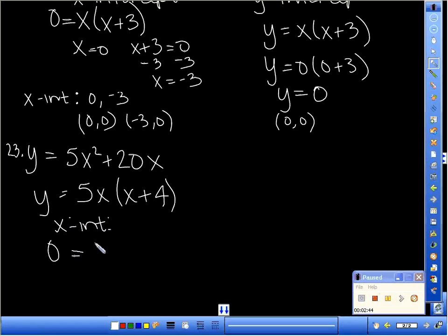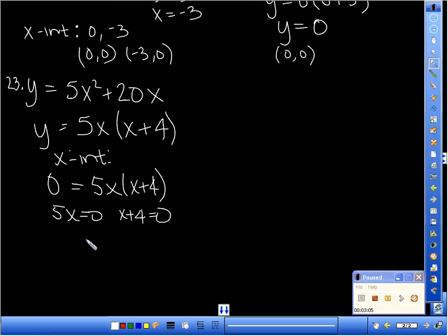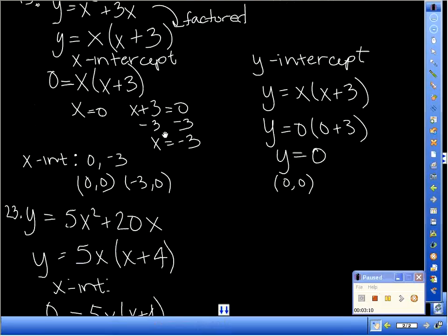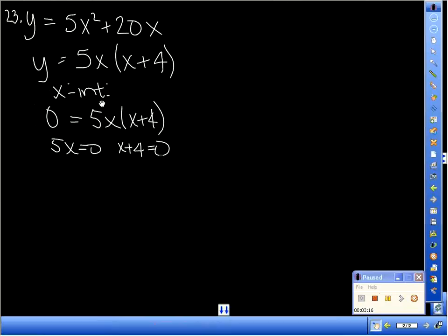Set y to 0. So 0 equals 5x times x plus 4. And then I do what? Set each part of the equation equal to 0. So 5x equals 0, and x plus 4 equals 0. Just like I did up here, I take x equal to 0, and x plus 3 equals 0. Down here, I have to take 5x equal to 0, and x plus 4 equal to 0.